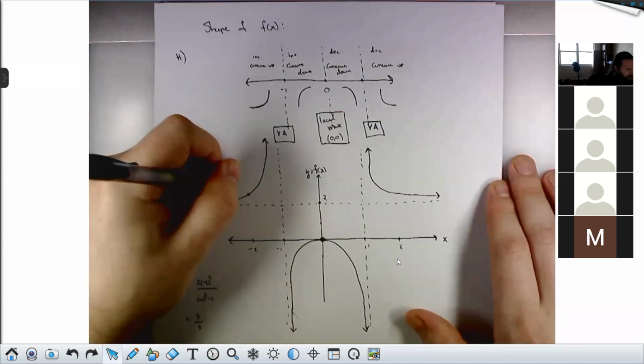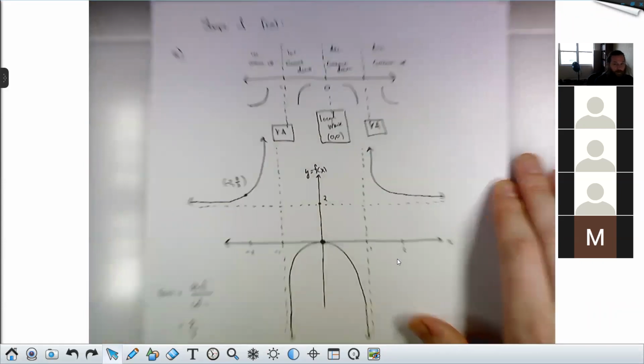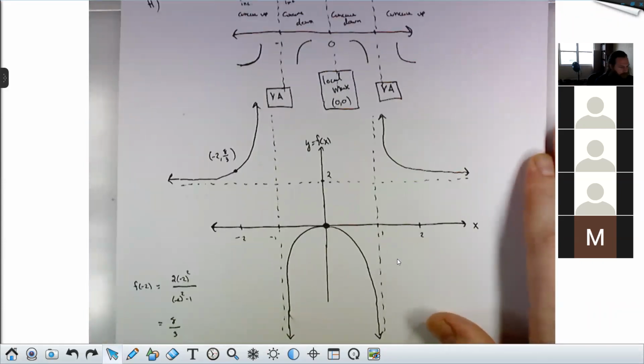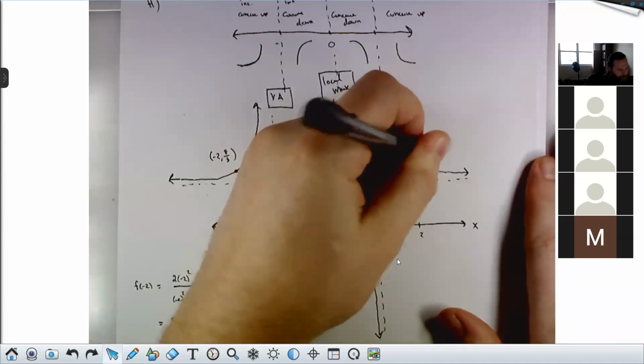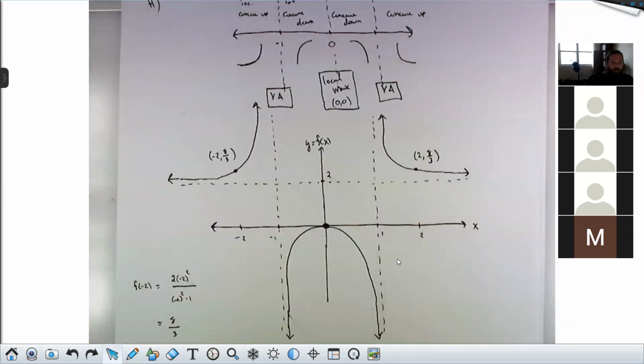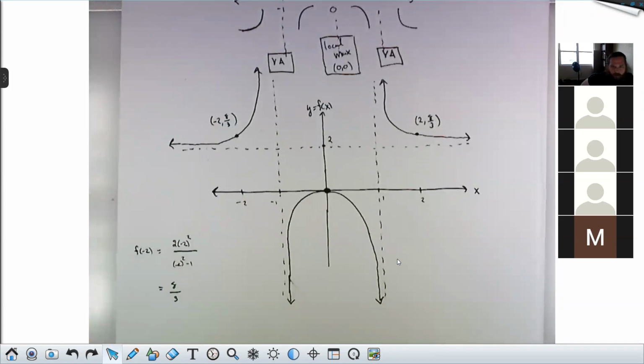This is -2, 8/3. And then by symmetry, the point over here has to be +2, 8/3. So on a test, this would be full credit, 100%, 10 out of 10. I know this is a long procedure. I know it's not a simple thing.